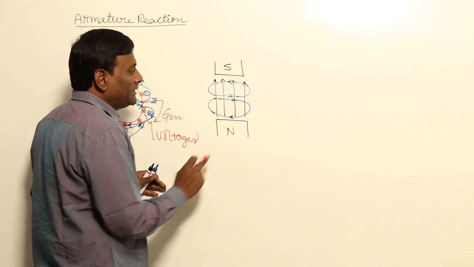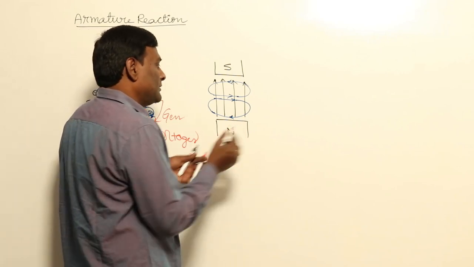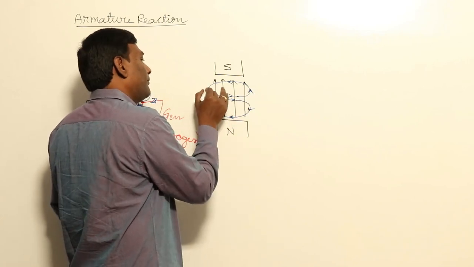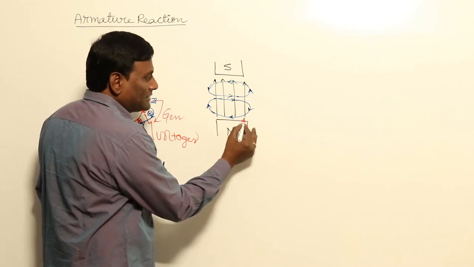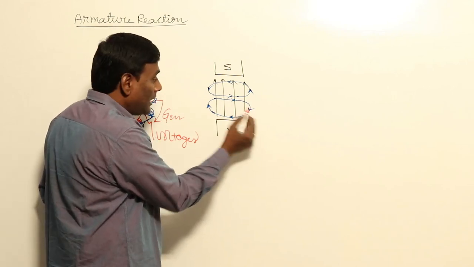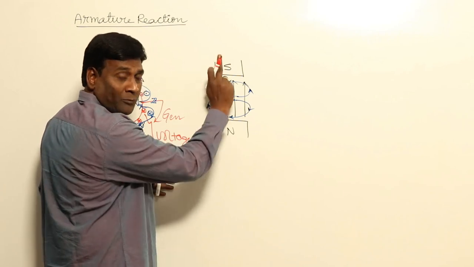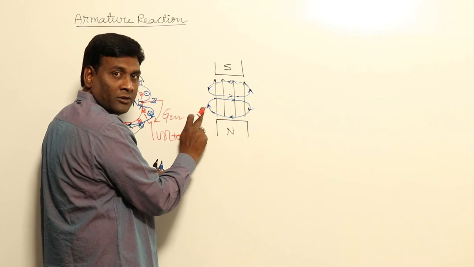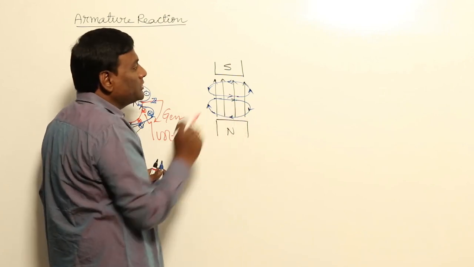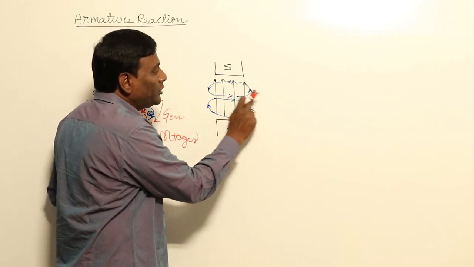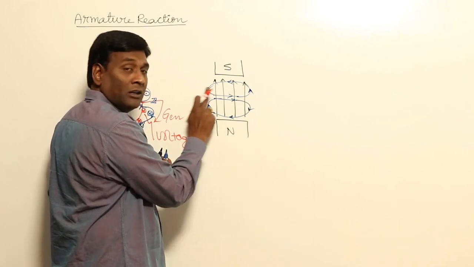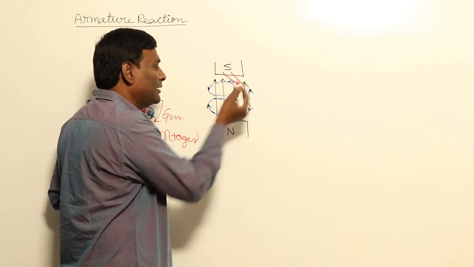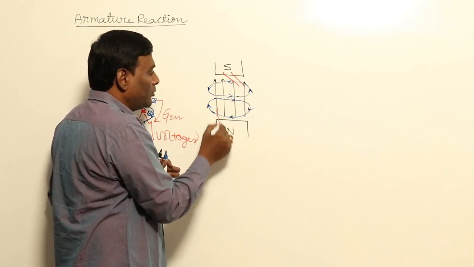Now if you see, field flux is going in this direction, so here it is opposing. Black is going in the upward direction, blue is also going upward, so this is going to be addition. Here it is opposition. So here is addition, and here these two are opposing. The moment addition is coming here, net flux will travel here more.